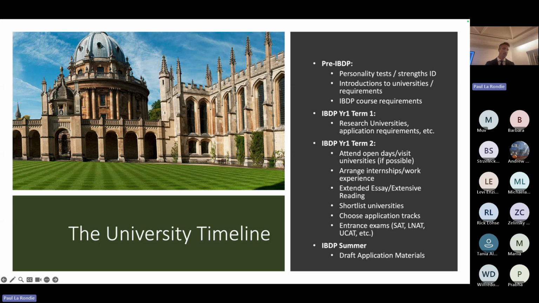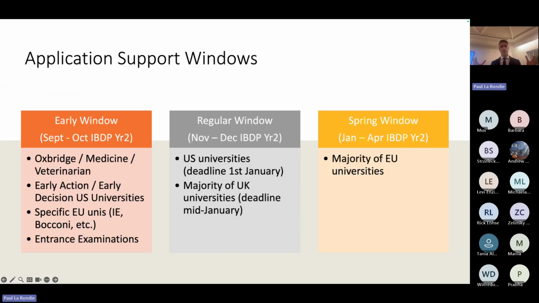Then when it comes to grade 12, we effectively have 3 windows to support the actual applications themselves. Depending on where a student is choosing to go, they might fit into either one of these windows. There's the early window, which is coming to a close now for our IBDP Year 2 students. This is for students who are considering courses at, for example, Oxford or Cambridge, or if they're looking at medicine-based universities or medicine courses or veterinarian courses at universities in the UK, they have to apply by October 15th.